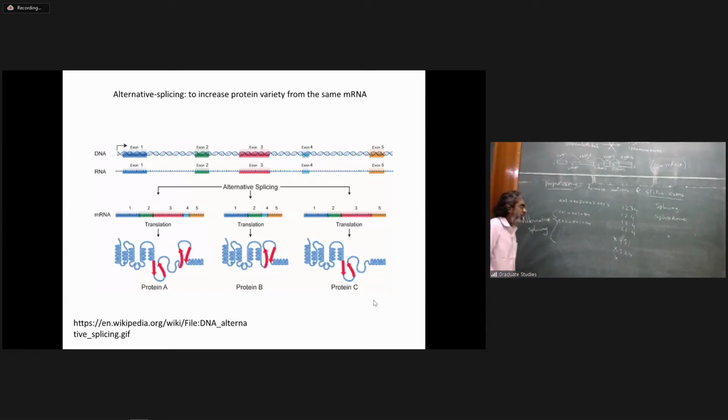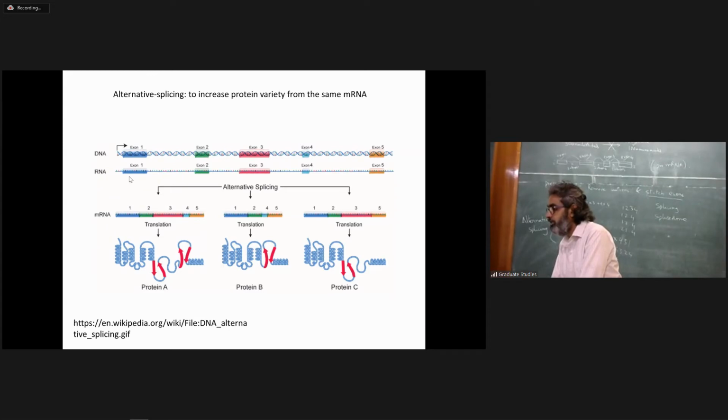Where you stitch together exons coming from the same gene, in a different order or different number of exons. Beautifully color coded here, it shows that protein molecules A and B, which are different from each other because they have different amino acid sequences in the end, come from the same DNA. So DNA is copied into RNA, which you can call a pre-mRNA, faithfully copied from the DNA.